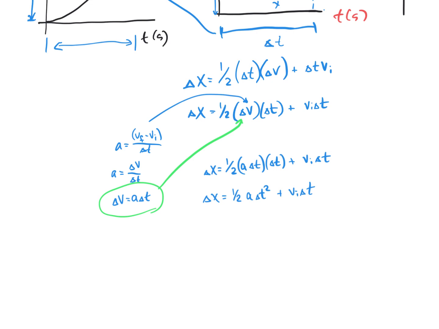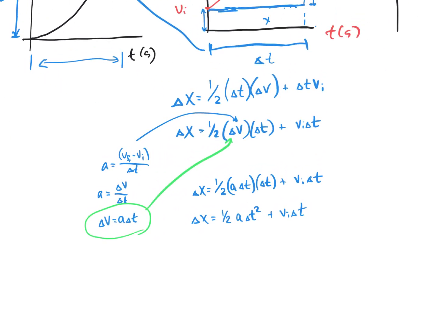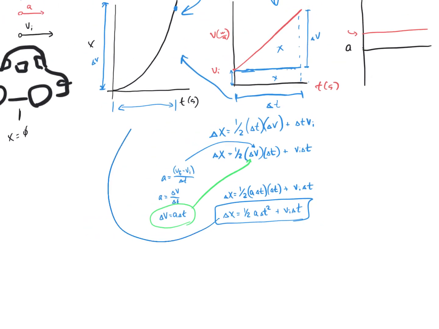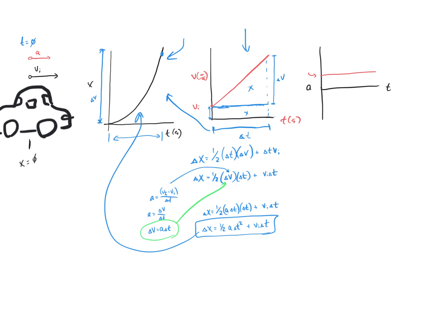And there you go. There is one of our first kinematics equations that can be used to describe the change in position. Notice it's a quadratic, and so it corresponds to that parabolic shape.